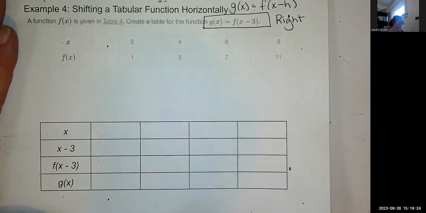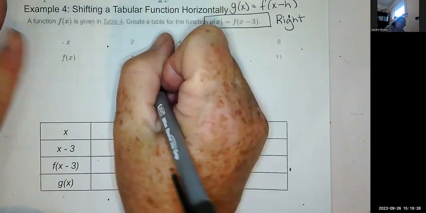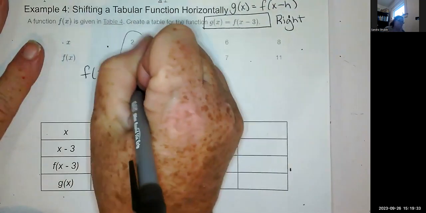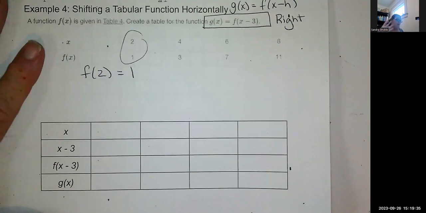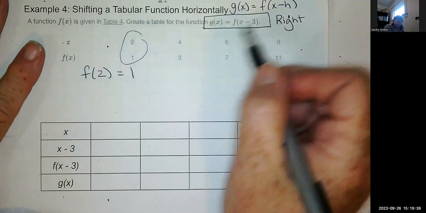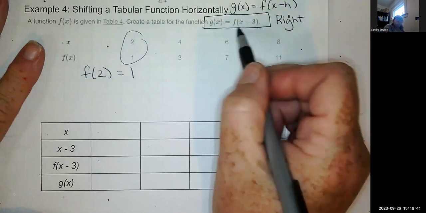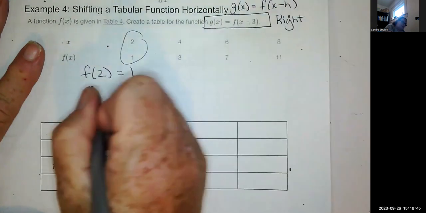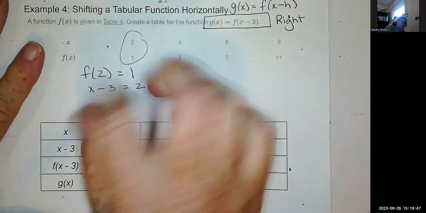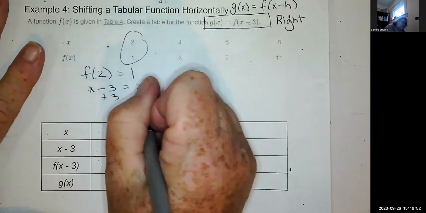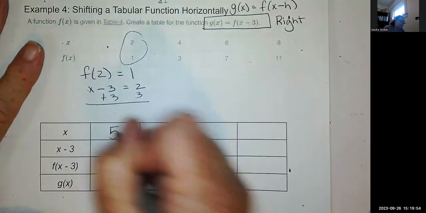Okay. So one thing we can see from up here is that f of 2 is equal to 1. Okay. So now we have to change what's on the inside with this 2, because that's what's happening right here. All right. So probably one of the easiest ways to do that is take that x minus 3 and make it equal to what's inside there. Okay. So then you could add 3 to both sides and you find out that x is actually 5.